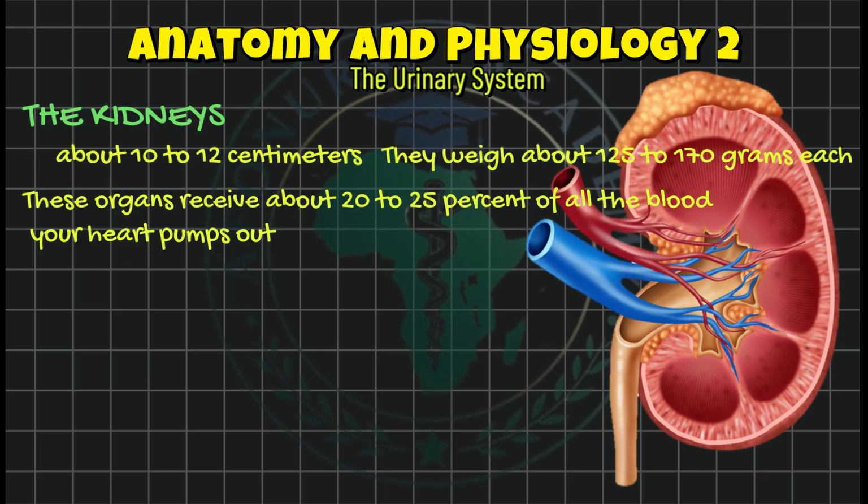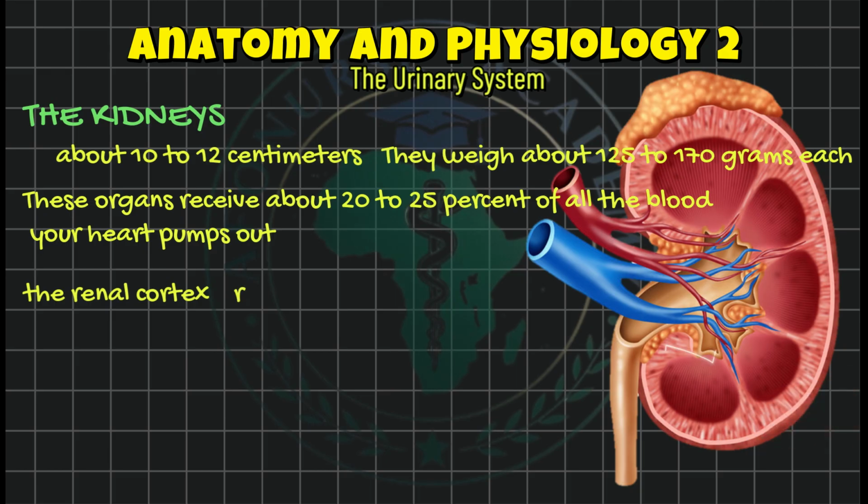That tells you just how important their job is. If you were to cut a kidney in half and look at its internal structure, you'd see three main regions. The outer layer is called the renal cortex. Cortex means bark or outer layer. So this is the outer portion.